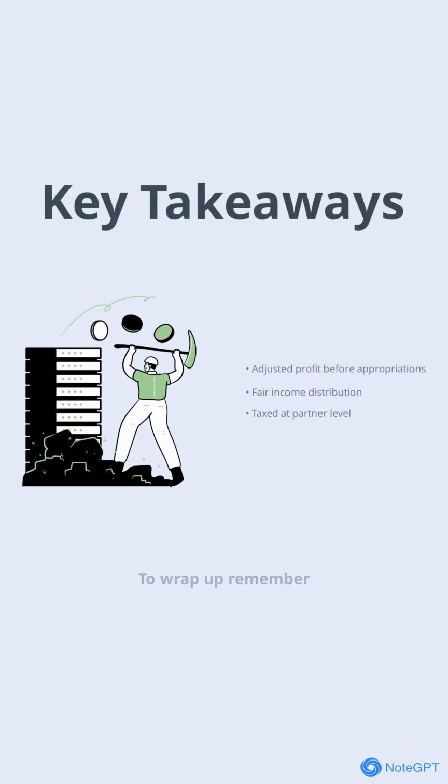To wrap up, remember, provisional adjusted income is the adjusted profit before partners' appropriations. It represents the partnership's income as a business entity for the year and ensures accurate and fair distribution of income to partners. No tax is levied at the partnership level, only individual partners pay tax on their respective shares.